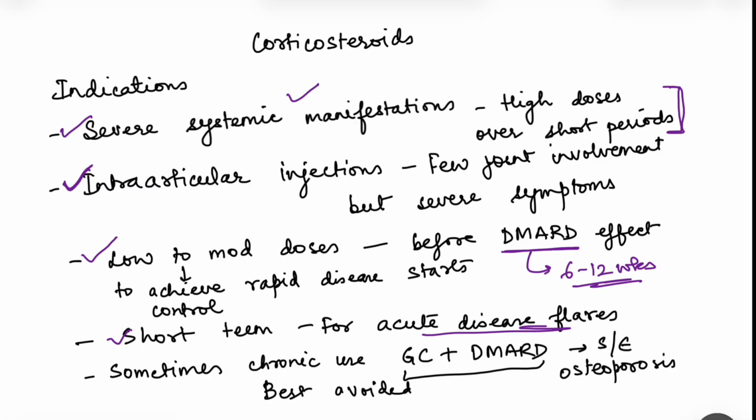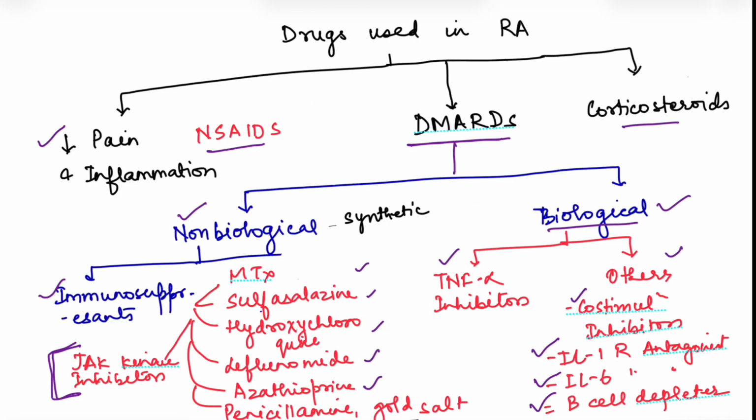Then sometimes their chronic use is unavoidable. If there is no response to DMARDs, then sometimes they can be added for chronic use with DMARDs, but they are best avoided, remember, because when you use them chronically, then over time the side effect is osteoporosis. Okay, so it is best avoided. Fine. So that was about the drugs used in rheumatoid arthritis. I hope you understood the concept.